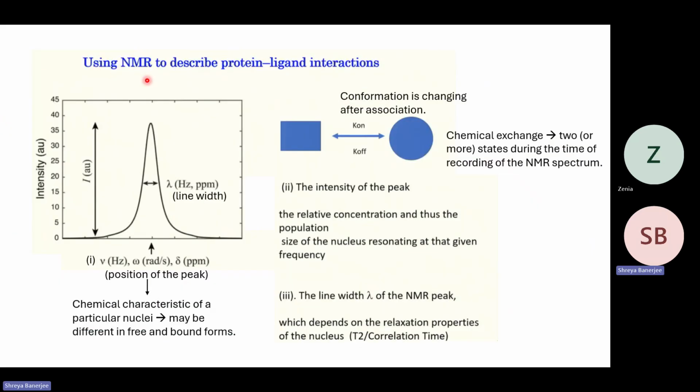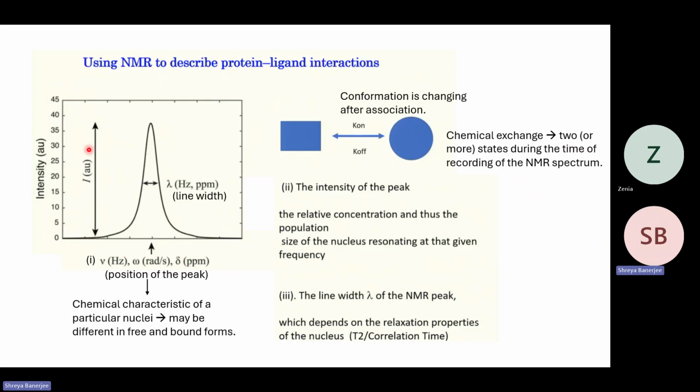Now, how can NMR be used to describe the protein-ligand interactions? There are certain properties of NMR that are used to describe these interactions. One, we know that in any NMR peak, the important properties are the position of the peak, that is the chemical shift, which can be defined in terms of nu, that is hertz, omega, that is radians per second, or the most commonly used one, delta, that is defined in ppm. This is a characteristic of a particular nucleus, and the chemical shift may be different in the free protein and the protein ligand complex. So a change in the chemical shift will indicate that binding is happening.